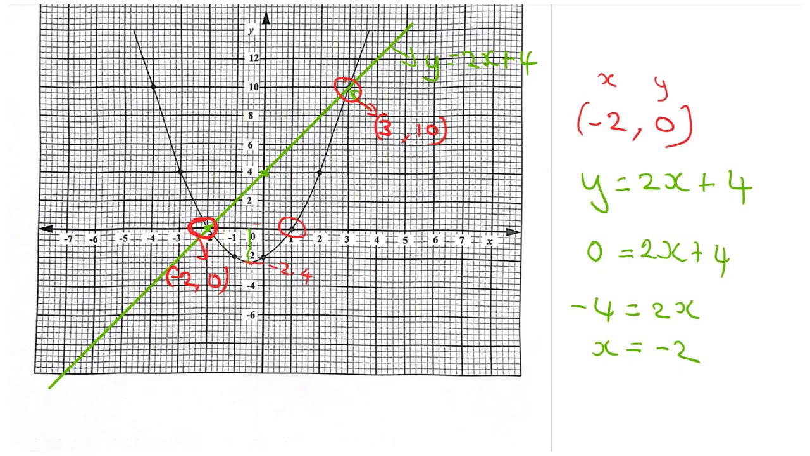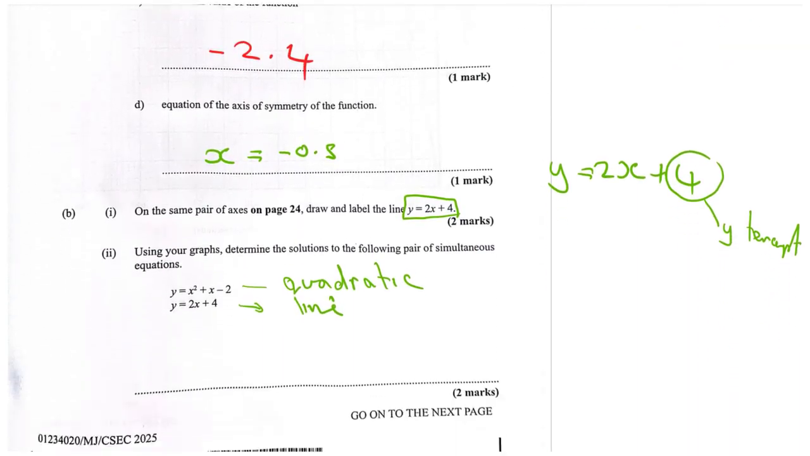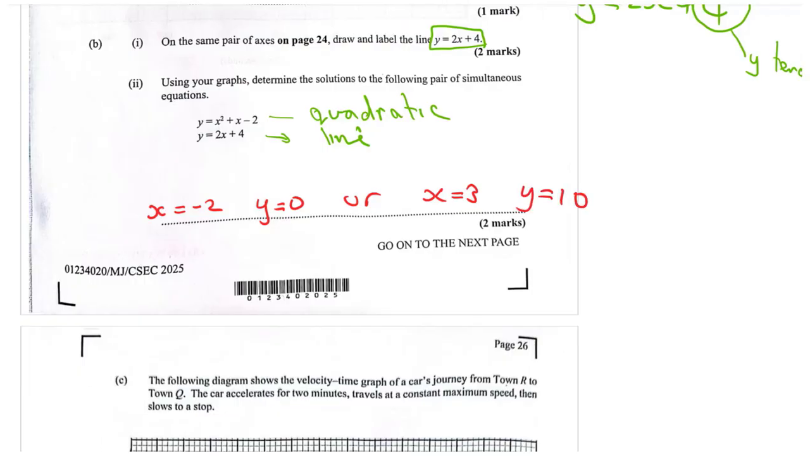Right? So the solution now, let's go back down here. The solution is going to be x is equal to -2 and y is equal to 0, or x is equal to 3 and y is equal to 10. So that is our solution.